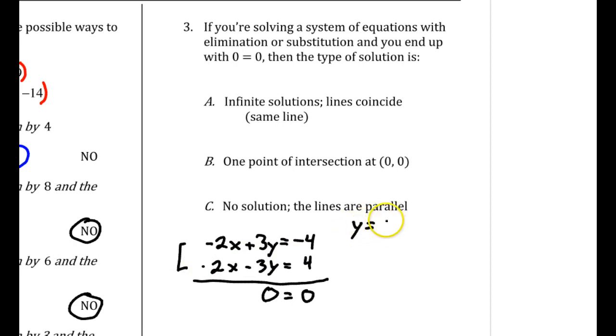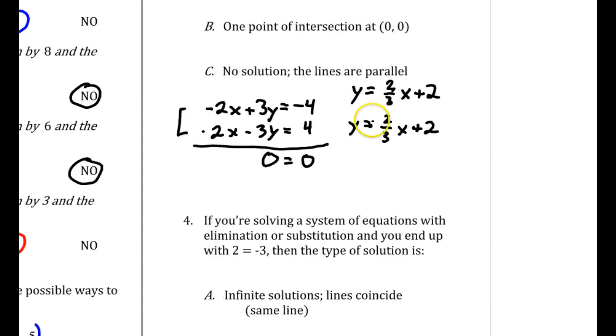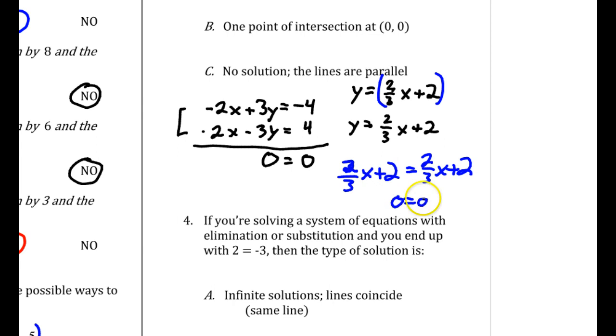Another way of looking at it using the substitution method, if I had two equations and I asked you to solve these using substitution, well, you'd probably just set one equal to the other. They're both equal to y. So you'd have 2/3x plus 2 equals 2/3x plus 2. And when you subtracted 2/3x on both sides and subtracted 2 on both sides, you would end up with 0 equals 0. It's because they're the same equation.